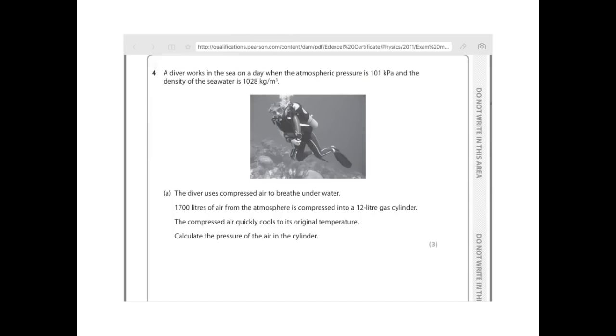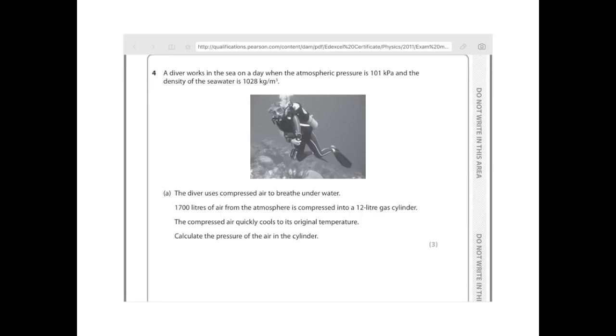Question 4. A diver works in the sea on a day when the atmospheric pressure is 101 kilopascals and the density of the seawater is 1028 kg per m cubed. The diver uses compressed air to breathe underwater. 1,700 litres of air from the atmosphere is compressed into a 12-litre gas cylinder. The compressed air quickly cools to its original temperature. Calculate the pressure of the air in the cylinder.